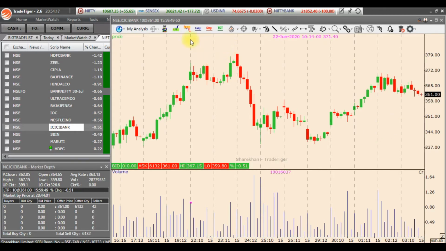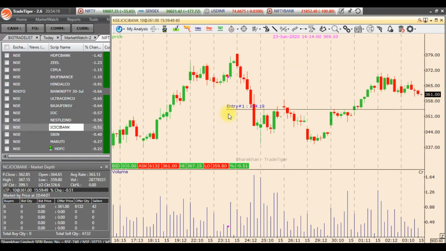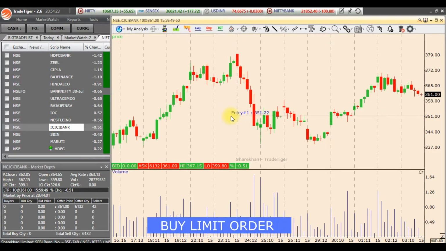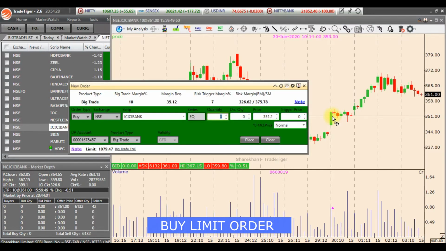Just go to the chart panel, select the entry line and drag it near 351, and then just double click the entry line. Automatically the order window will open. You just specify the quantity and then if you want to mention the disclosed quantity, you can mention it, but it is not necessary for retail traders.